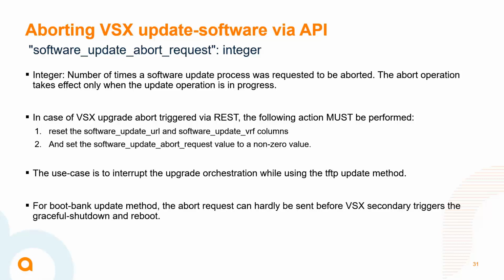The use case to interrupt the upgrade, I dive a little bit into that. You will interrupt the upgrade orchestration while you are doing a TFTP update method. For the boot bank update method, you can hardly send the abort request before the VS6 secondary actually reboots, triggers the graceful shutdown and reboot. So pay attention: it can be useful for the TFTP method, but for the boot bank, it's useless. You cannot abort. And then I will go to the demo.